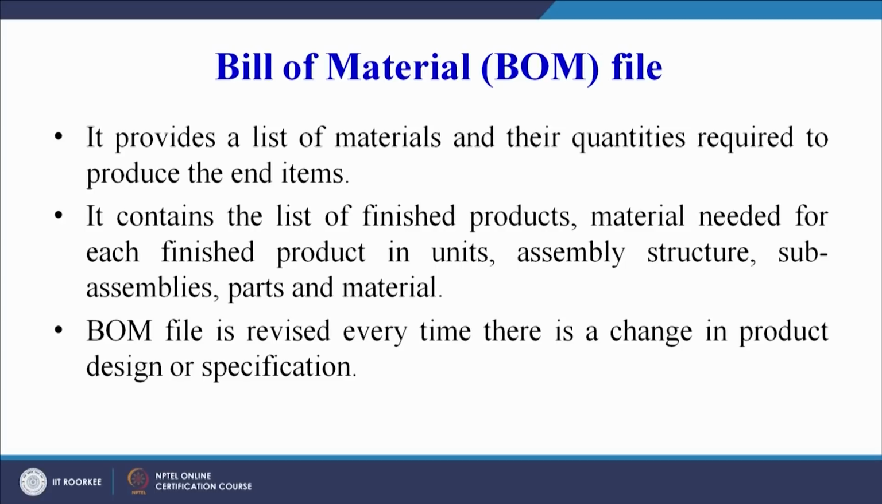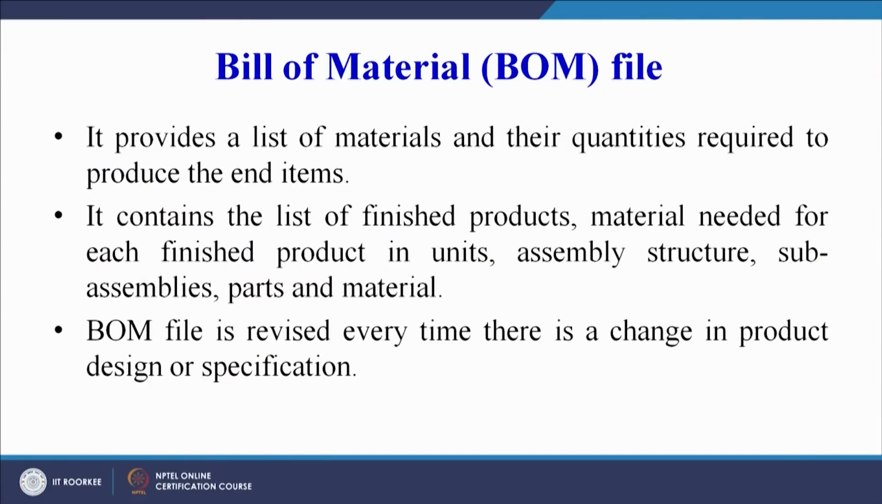Now this is the first input, the master production schedule, which will go into the MRP system. The second input is the bill of materials file. What is the third input? All of you must know that there are three inputs basically for the MRP system. The first one is the master production schedule, the second one is the bill of materials, and the third one is the inventory status file. The bill of materials file provides a list of materials and their quantities required to produce the end items.